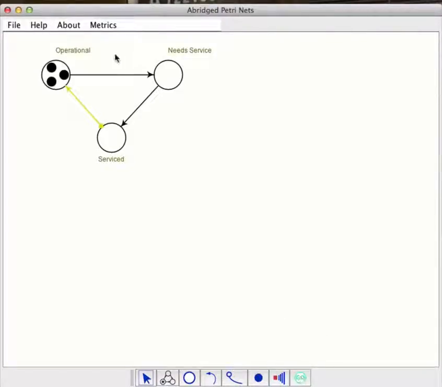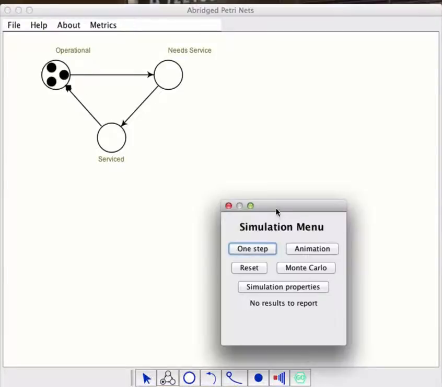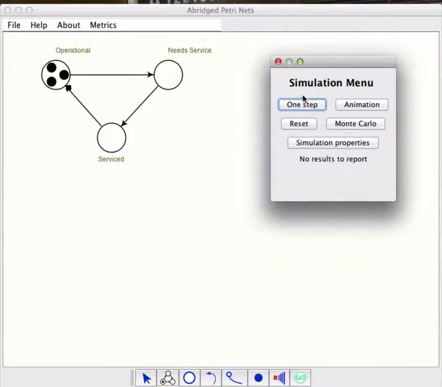So now we need to introduce a sensor, which basically specifies which place we want to know some values of, some statistics that we want to collect. And after that, we can check out our simulation menu.